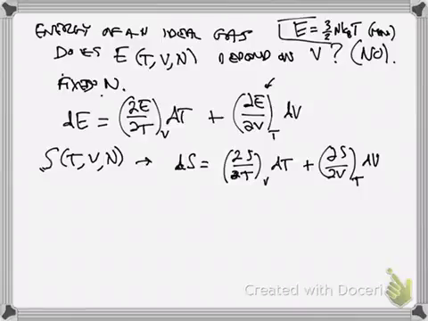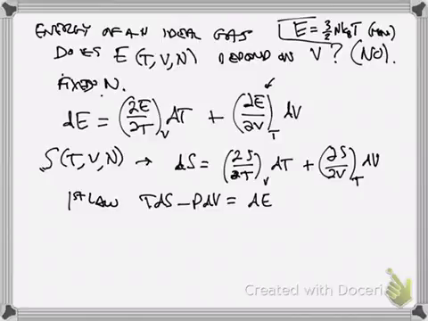Now, from the first law, we know that basically T dS minus P dV equals dE, right? Which means I can manipulate this a little bit, and I can just say that dS equals 1 over T dE plus P over T dV, right? Just double checking that I've got my signs correct here.